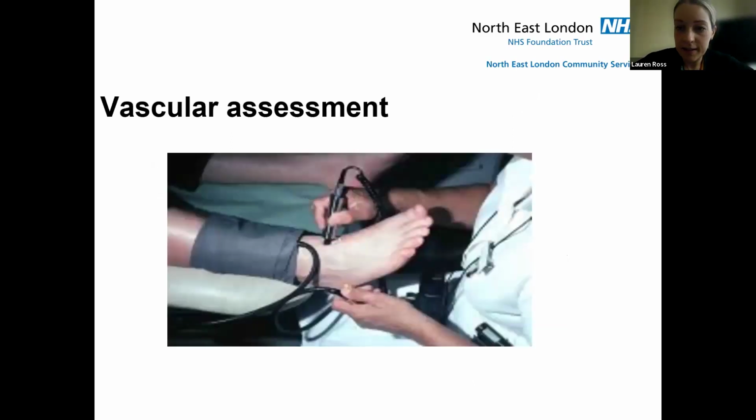So vascular assessment. It's something we commonly do every day in podiatry. As you can see from that photo there, it's quite an old photo, but it's someone using a handheld Doppler. So it's a handheld ultrasound device.